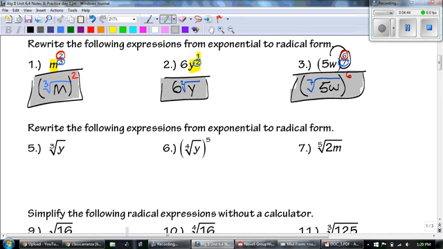Okay, so for number 5, we're rewriting the following expressions from exponential to radical form. There's no number out front, or in the back, so that tells me that it's a 1. So when I rewrite it, my y, my base stays the same. I have a 1 on top, and then this is my denominator. So it's y raised to the 1/3.